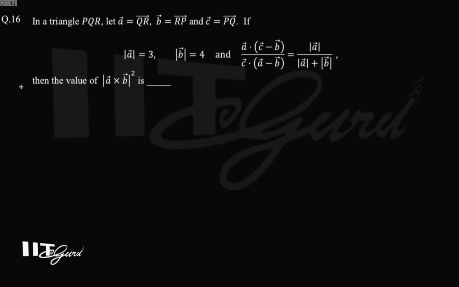Question number 16. In a triangle PQR, vector A is equal to QR, vector B is equal to RP, vector C is equal to PQ, and mod A equal to 3, mod B equal to 4, and vector A dot C minus B upon vector C dot A minus B is given. You have to find the vector A cross B whole square.